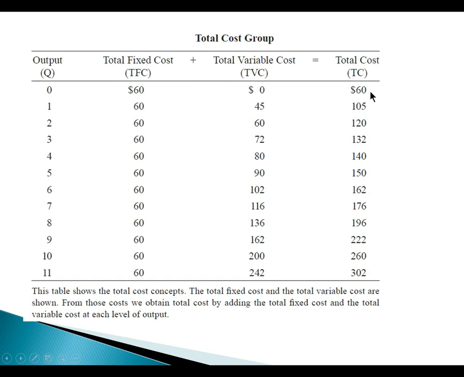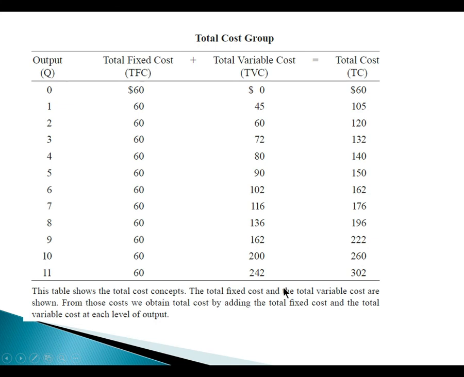60 plus 0 becomes 60, 60 plus 45 becomes 105, 60 plus 60 becomes 120, and producing the third quantity, the fixed cost is 60, variable cost is 72. By adding these two, we get 132 dollars. In the same way, we can draw the total cost schedule. This table shows the total cost concept.